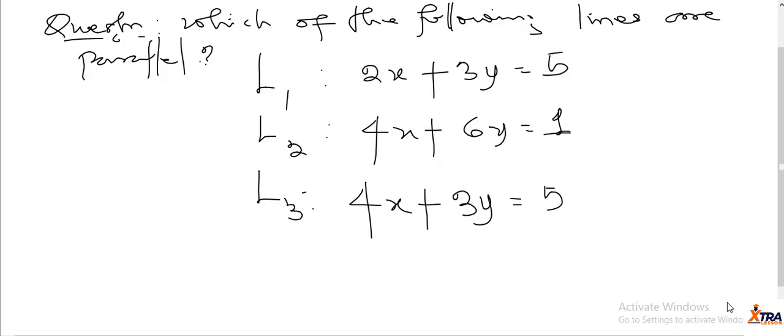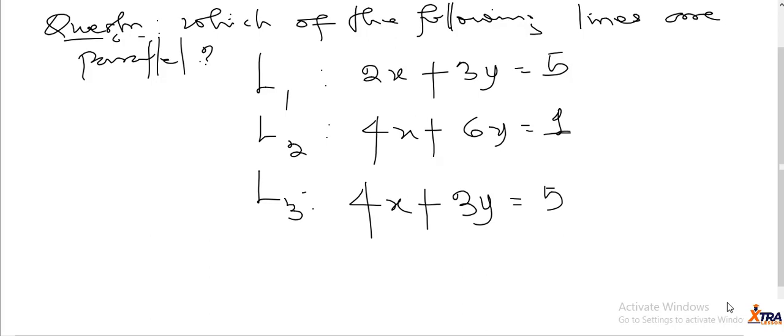So in this class now, we are solving questions on parallelism and perpendicularity. Let's see how to solve the given question. Which of the following lines are parallel? We have L1, L2, and L3, where L1 is 2x plus 3y equals 5, L2 is 4x plus 6y equals 1, and L3 is 4x plus 3y equals 5.